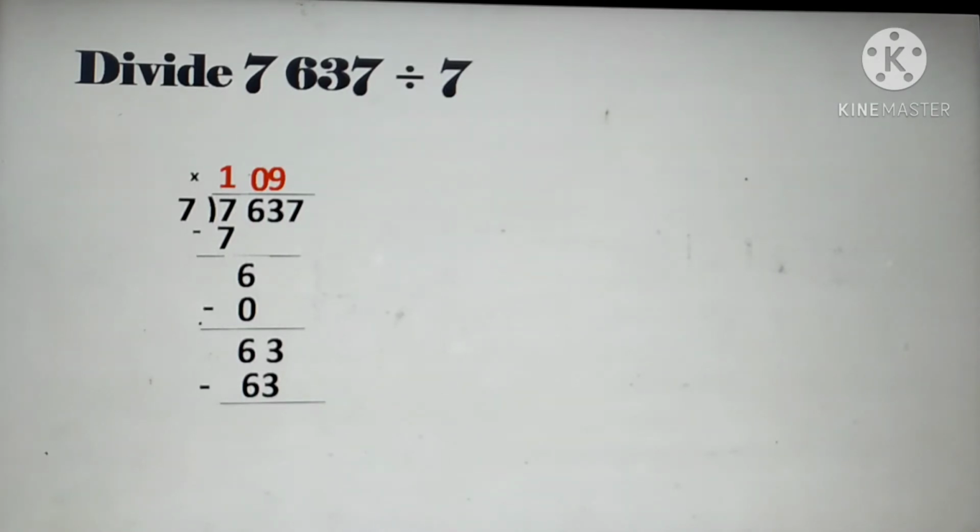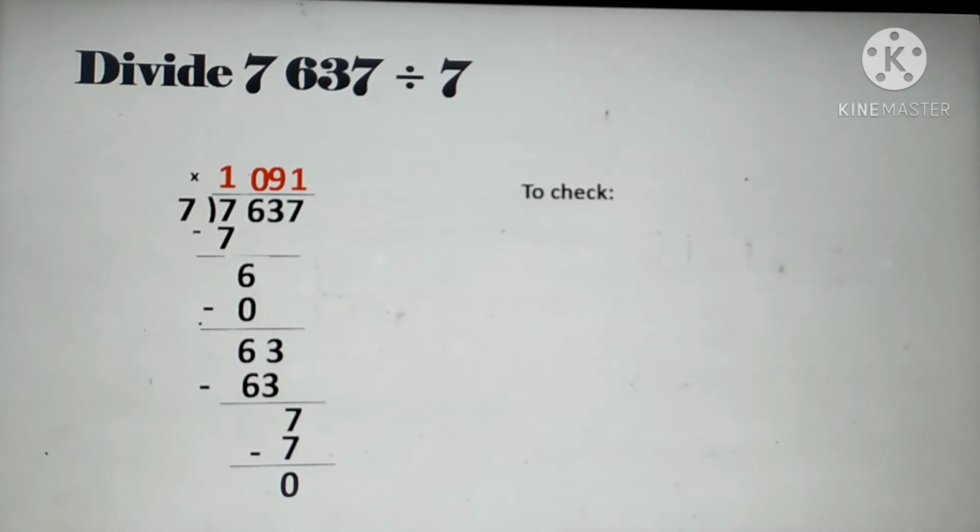And then bring down 7, the last digit of our dividend. Then divide it again by our divisor. 7 divided by 7 is 1. And 1 times 7 is 7. 7 minus 7 is 0. And since we have no more digit to bring down, the process is over.